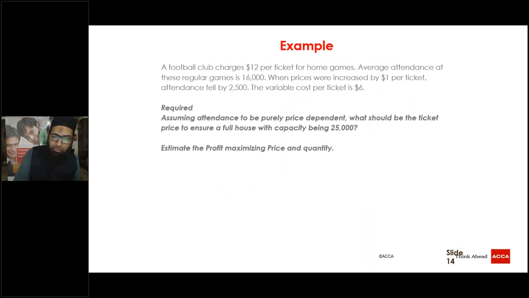So let's see the example. This is the same example: a football club charges $12 per ticket for home games. Average attendance at a regular game is 16,000. In this, we have been asked two requirements. One, to calculate the price for the full house. So if we want to sell 25,000 tickets, what should be the price? And then we should also estimate the profit maximizing price and quantity.